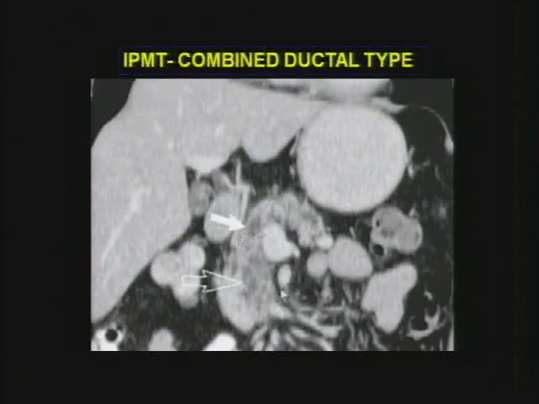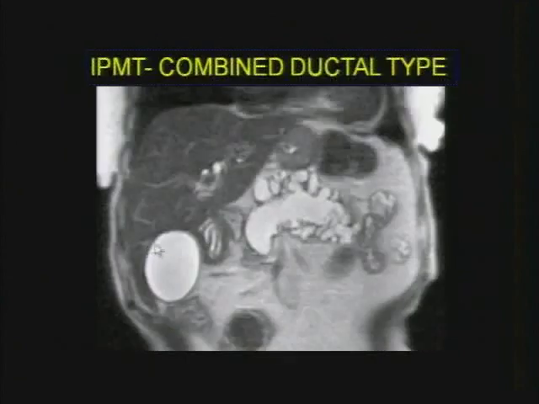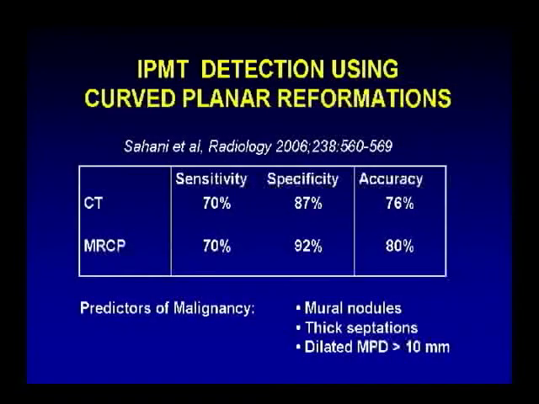And here's the combined ductal type, where you have the main duct dilated as well as a cluster of smaller cysts. And again, on MR, where we have a markedly dilated main duct and then clusters of cysts surrounding it. Just briefly, this is to show you that CT does as well as MRCP for detection of IPMT. From this one study, predictors of malignancy included the finding of mural nodules, thick septations, and then more marked dilatation of the main pancreatic duct greater than 10 millimeters.